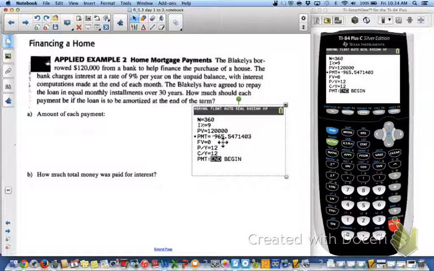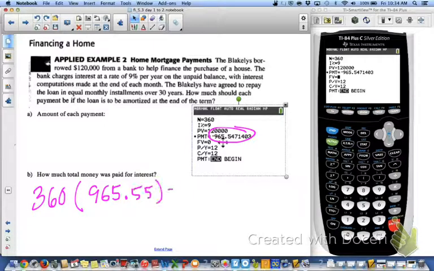So the amount for payment is just this number here. Total amount paid is going to be 360 times that monthly payment, right? Because they write a check for $965.55, 360 times. That results in $347,598. So that's the total they paid over the course of the loan.